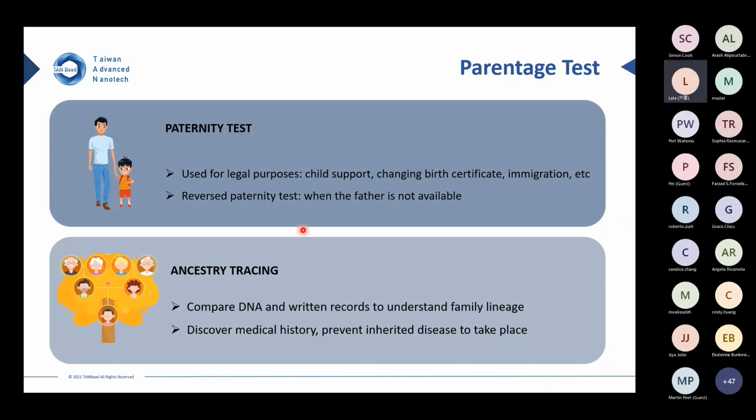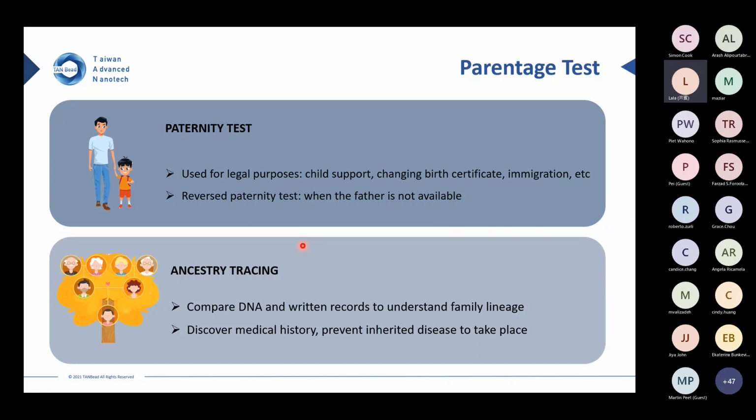Now, aside from paternity tests, which is looking at a close relationship between a parent and a child, we could go even further up the family tree. We can be looking at ancestry tracing. So if you're familiar with websites like ancestry.com or 23andMe, they are offering DNA analysis, and they will compare this analysis with written records to understand the client's family lineage.